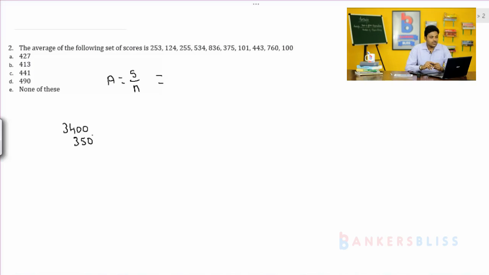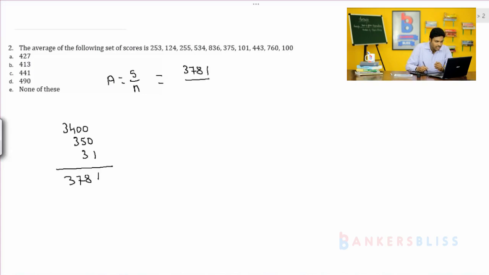Next, remaining numbers 3, 4, 5, 4, 6, 5, 1. So 3 plus 4, 7, 7 plus 5, 12, 12 plus 4, 16, 16 plus 6, 22, 22 plus 5, 27, 27 plus 1, 28, 28 plus 3, 31. So 31. So if you add all the three, 3400, 350 and 31, the sum is 3781.